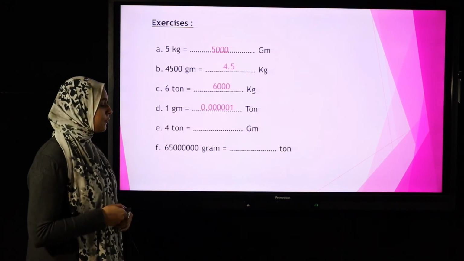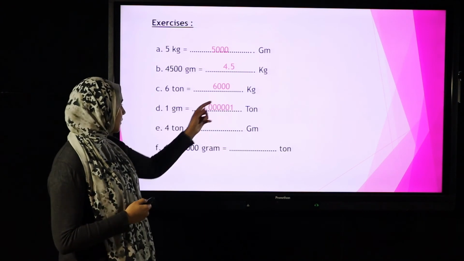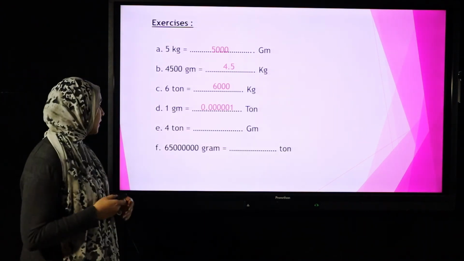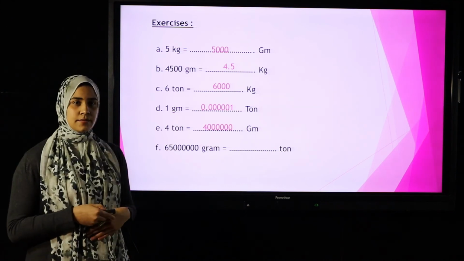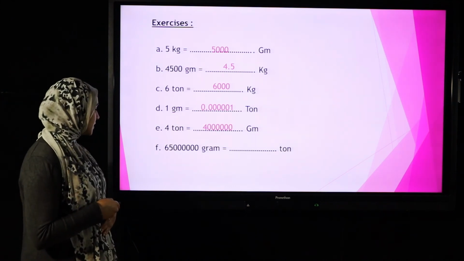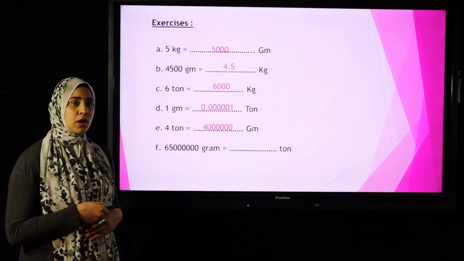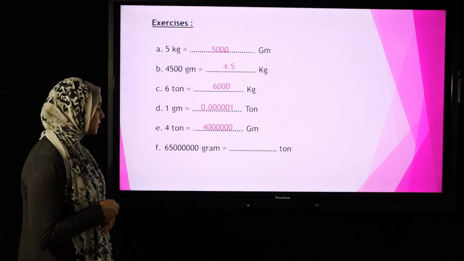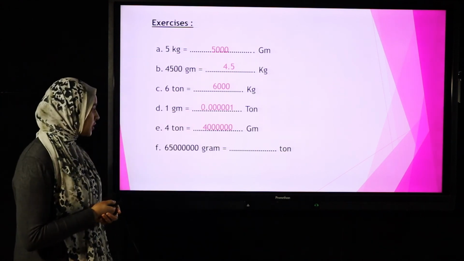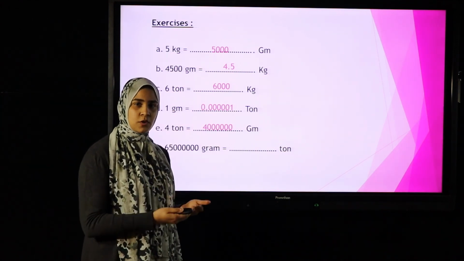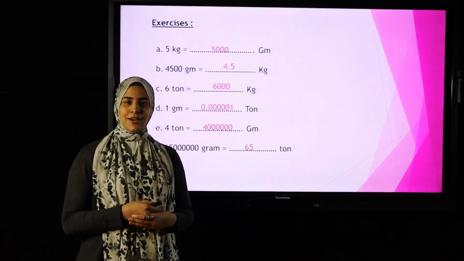At letter E, we have 4 tons, and we want to change to gram. So from ton to gram, as we did in the previous one, it's 2 steps moving. So we are going to multiply by a million. So it's 4 million grams. For the last one, which is letter F, we have 65 million grams, and we are moving to a ton. What are we going to do? From gram to ton, it's division. Why? Because we are again moving from a smaller one to a bigger one, which means it's 65 tons.